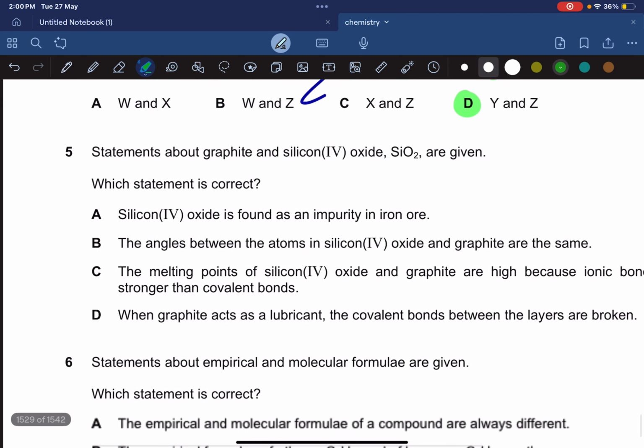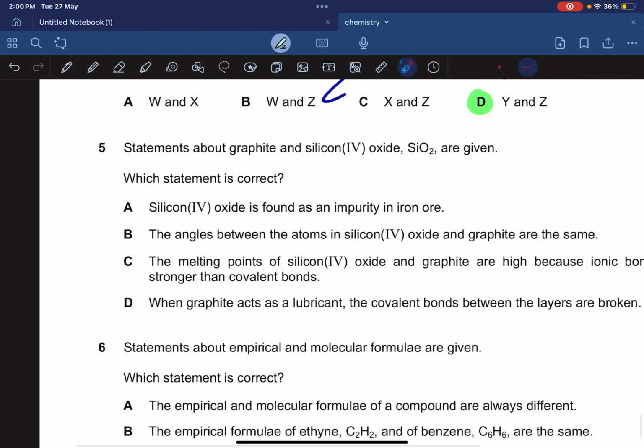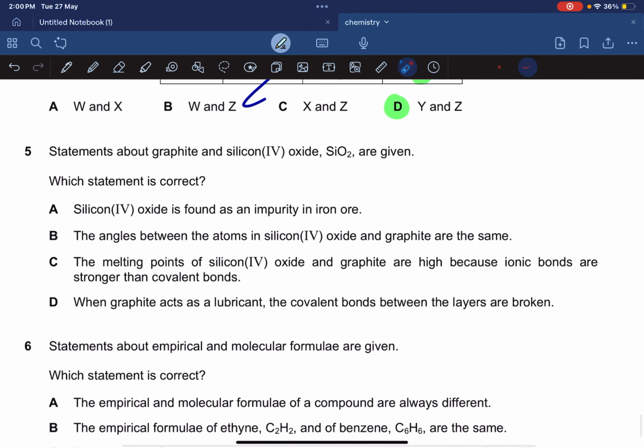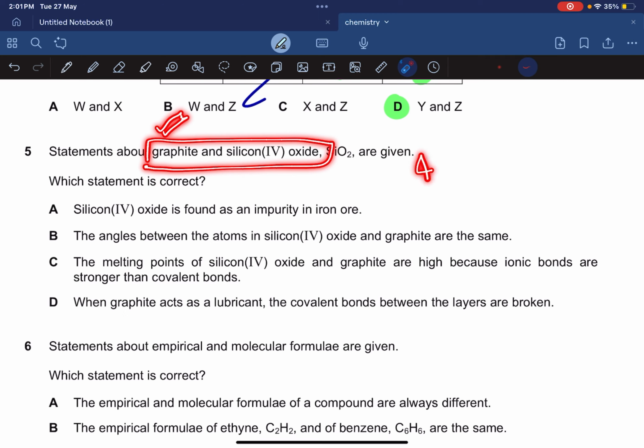Moving on to the next question, which says statements about graphite and silicon IV oxide are given. Which statements are correct? What do I know about graphite and silicon IV oxide? I know both of them are giant covalent substances. Both of them are going to have high melting and boiling points. Graphite is going to conduct electricity because graphite has layers, and moreover graphite has a fourth unbonded electron that is delocalized, that can move through the layers of graphite. And silicon IV oxide cannot conduct electricity.